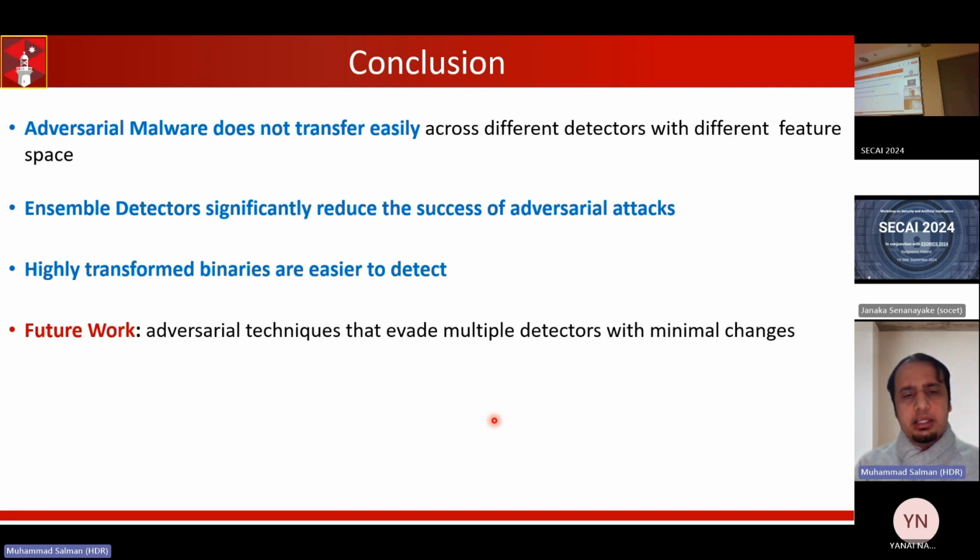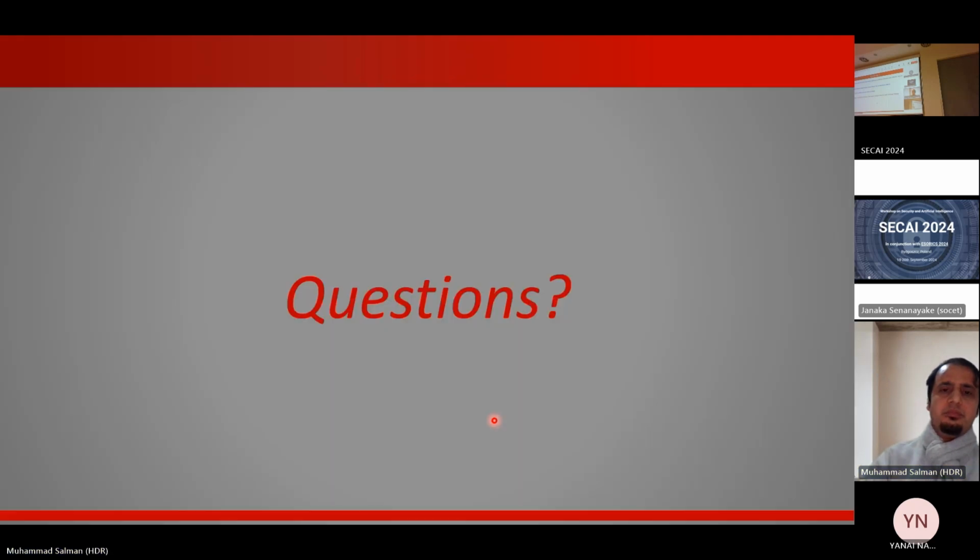Our future work includes, as this research is still in progress, we aim to propose an adversarial technique that can evade multiple detectors while keeping the changes in the binary to a minimum. Now, if you have any questions, I'm happy to respond.